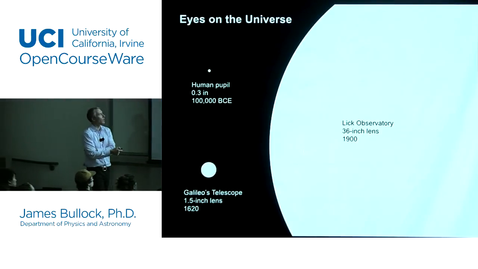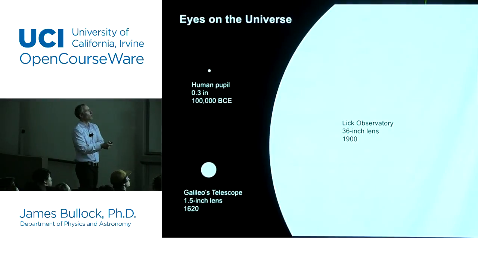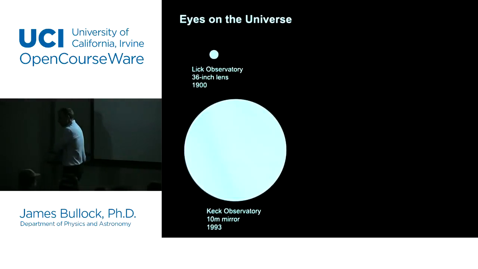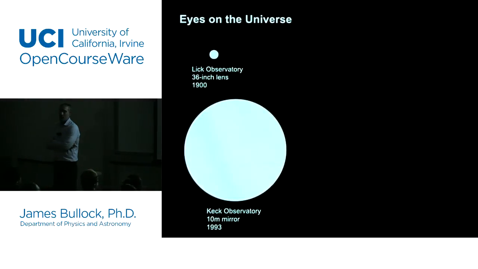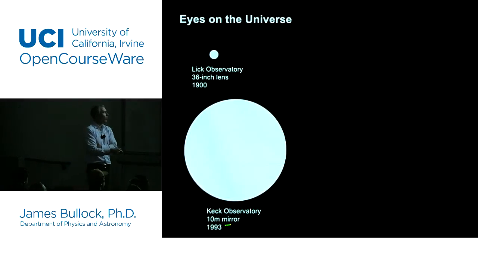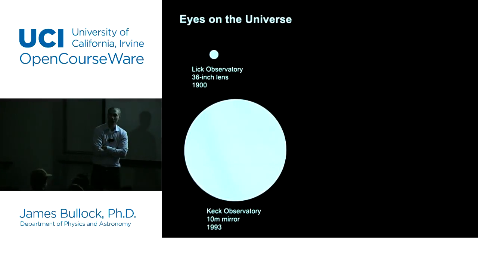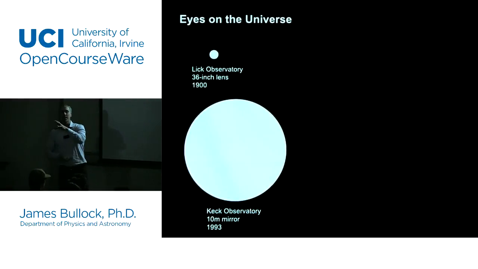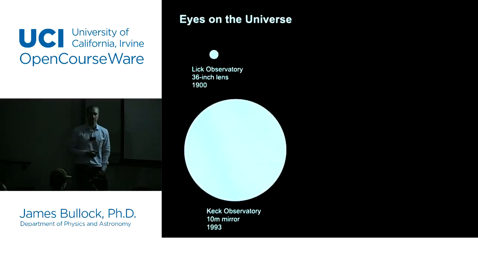But the story doesn't end there, right? That's the year 1900. Let's rescale this thing down again. So there's Lick's telescope. In 1993, when the Keck telescope came online on the top of Mauna Kea, it was the largest optical infrared telescope in the world, and it still is. No one had any idea that the universe was accelerating in its expansion. We had no evidence of that.